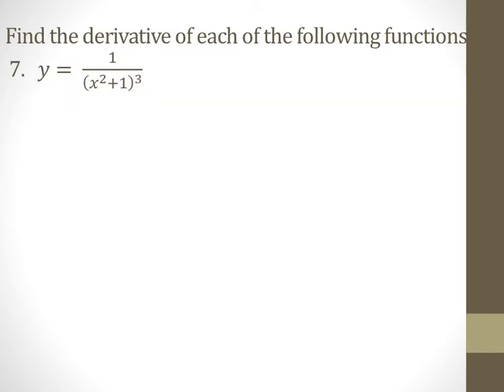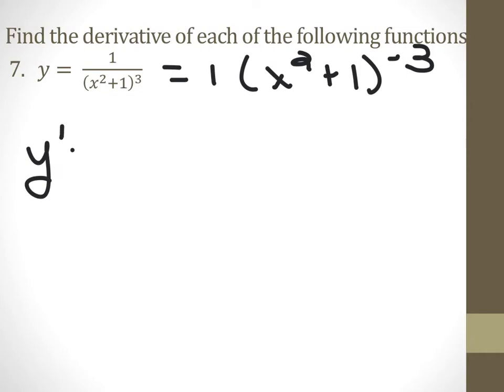One more. For this one, it looks like a quotient rule, but it really isn't. You can rewrite this as x squared plus 1 to the negative 3. And then we're going to use the power rule, extended power rule, or chain rule, whichever you call that. And so y prime is equal to, we're going to bring this exponent down, we're going to then subtract 1 from this exponent, rewrite this, and then chain rule out.